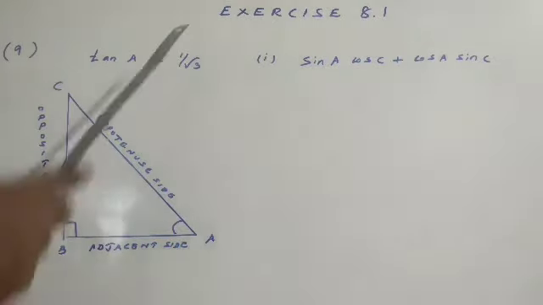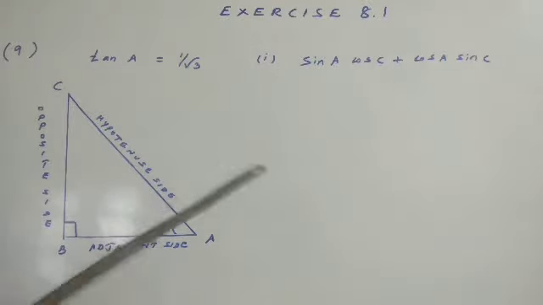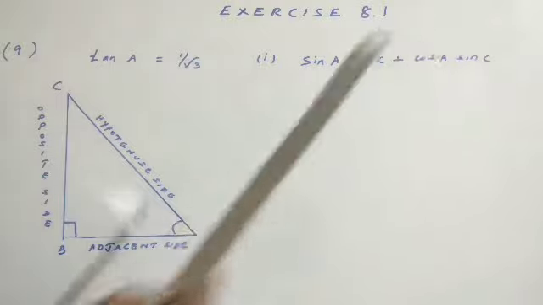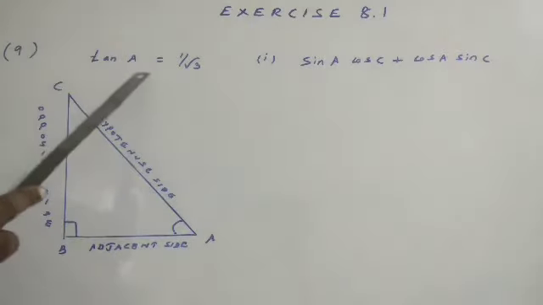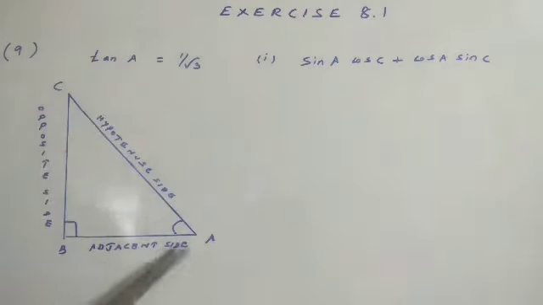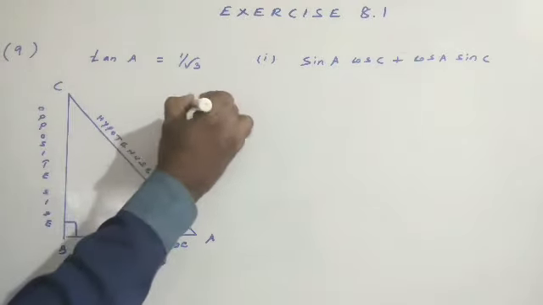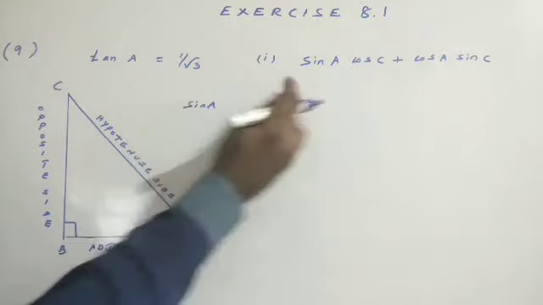Tan A equals 1 by root 3. Now we have to find sin A into cos C plus cos A into sin C. Here they mentioned angle at A, so I put an angle at A. Now AB is the adjacent side, BC is the opposite side, CA is the hypotenuse side. First I am going to find sin A and cos A, because here sin A is there, cos A is there.